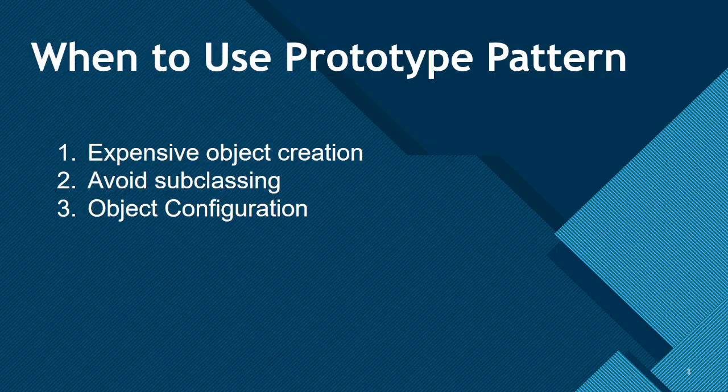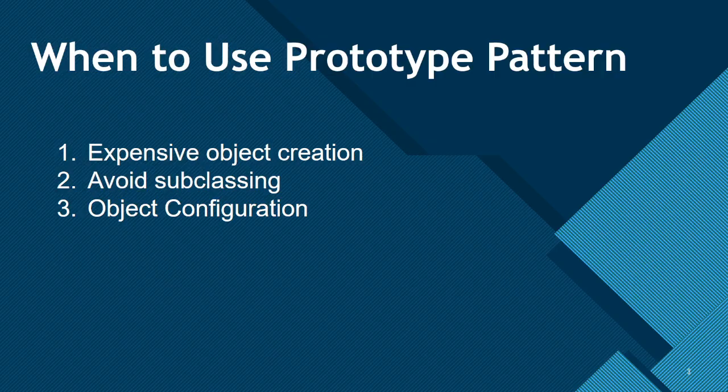Avoiding subclasses. If the application needs to create objects of multiple types, the prototype pattern can be an alternative to subclassing. Instead of creating a large number of subclasses for different configurations, you can use a prototype instance and clone it with the necessary modifications. Object configuration. When objects have a large number of configurations or states, it can be easier to clone a pre-configured prototype than to instantiate and configure a new object from scratch each time.